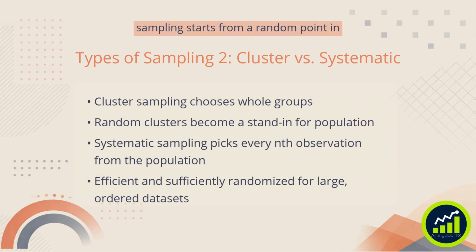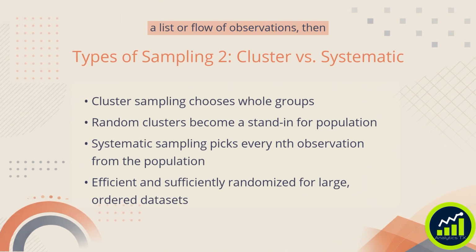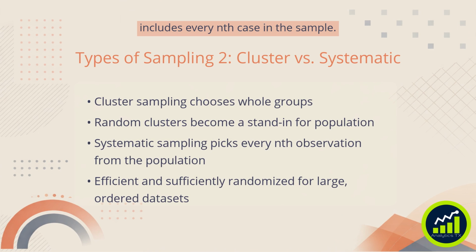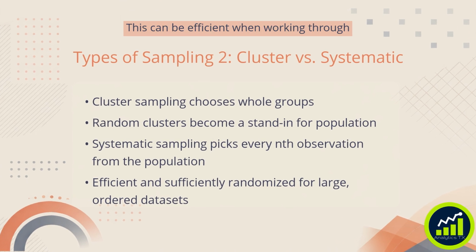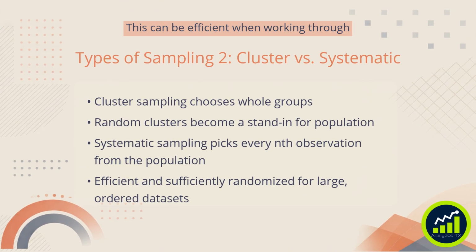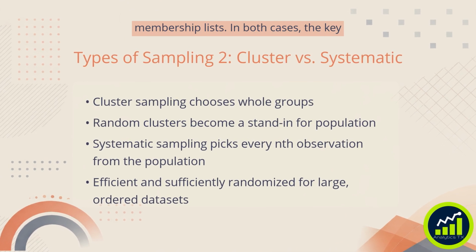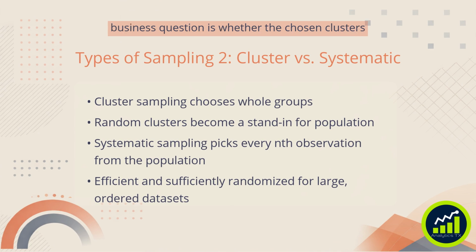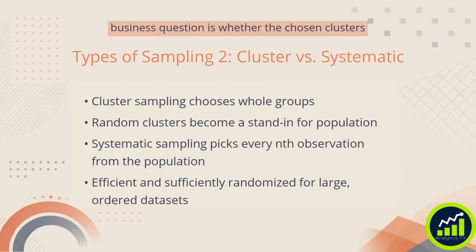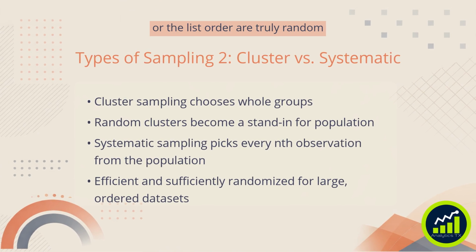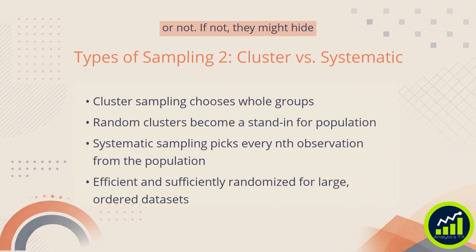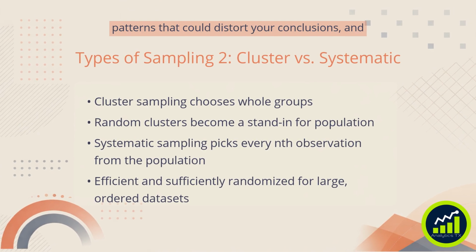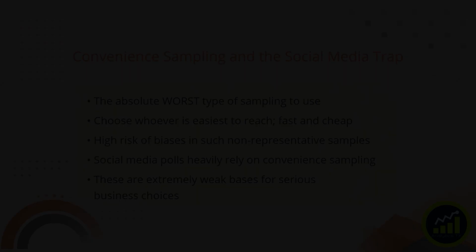Systematic sampling starts from a random point in a list or flow of observations, then includes every nth case in the sample. This can be efficient when working through large, ordered data like transaction logs or membership lists. In both cases, the key business question is whether the chosen clusters or the list order are truly random or not. If not, they might hide patterns that could distort your conclusions, and therefore, your decisions.